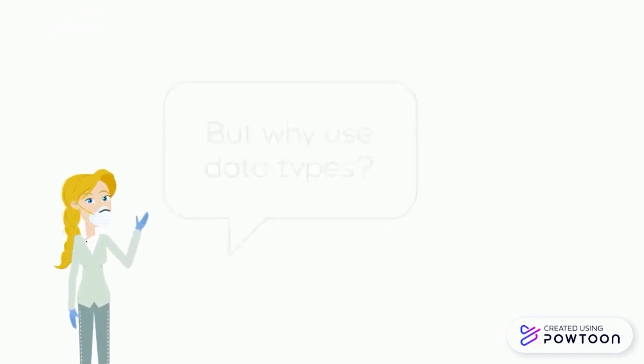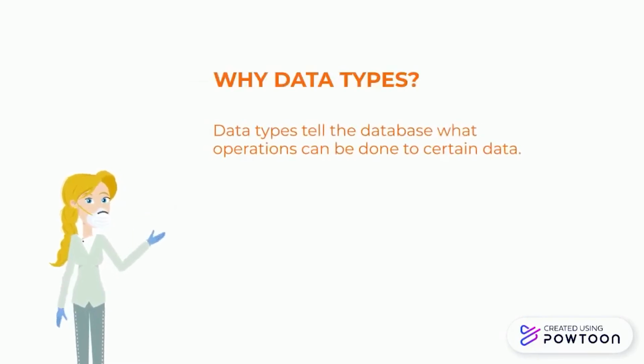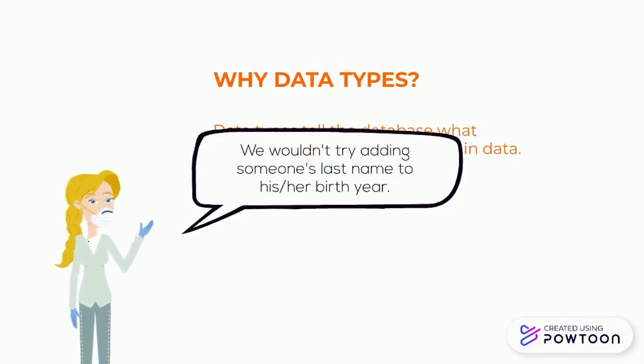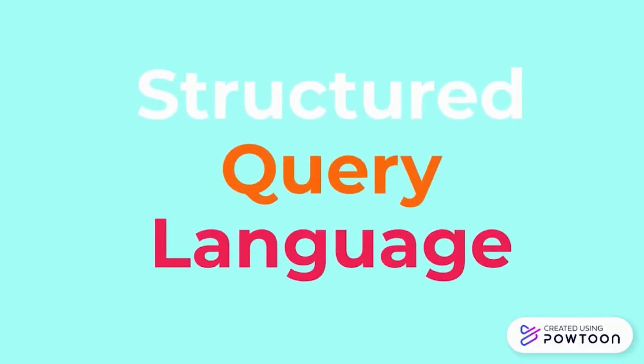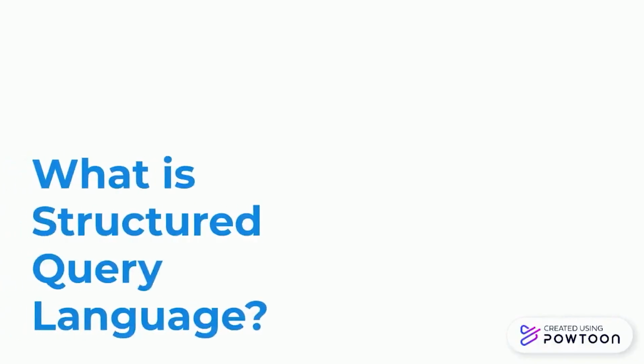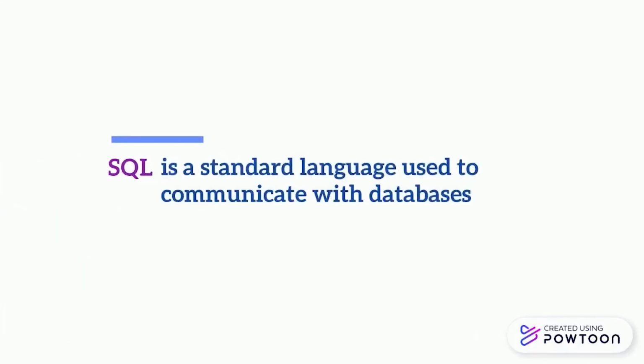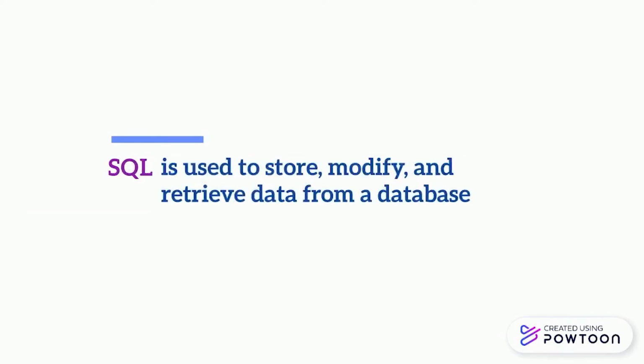But why use data types? Data types tell the database what operations can be done to certain data. Data types help the database decide how much memory to allocate to a certain data. Structured query language. What is structured query language? Structured query language is a standard language used to communicate with databases. It's used to store, modify, and retrieve data from a database.